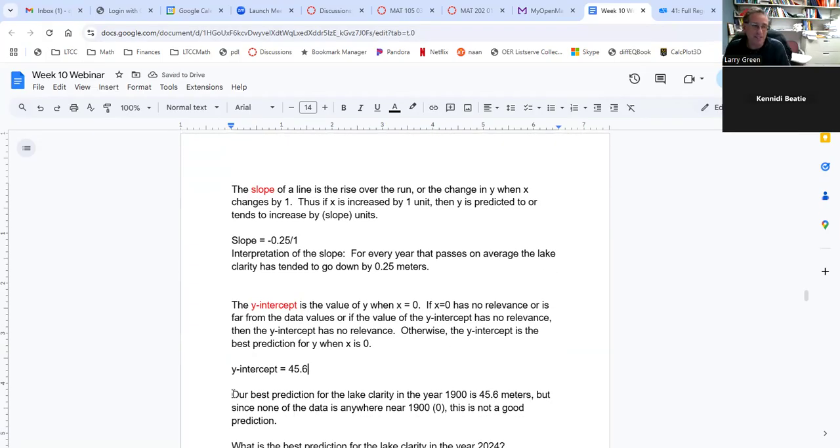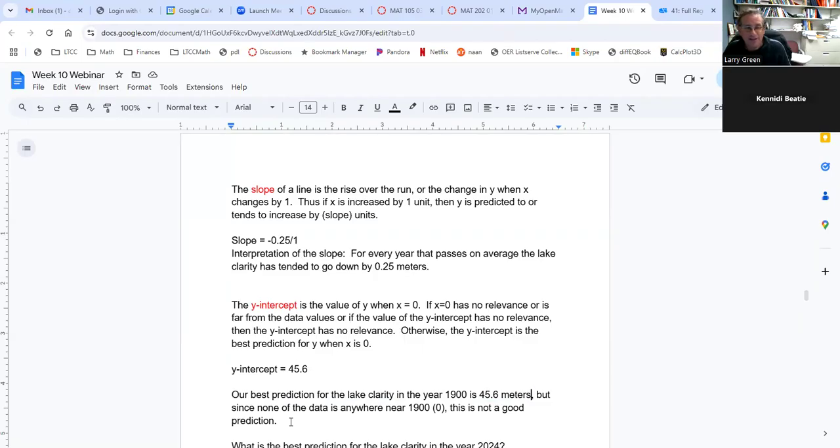So if it had relevance, you would say our best prediction for lake clarity in the year 1900 is 45.6 meters. Okay, but none of the data is anywhere near 1900, so it's a terrible prediction. Any questions on that? Is that clear?